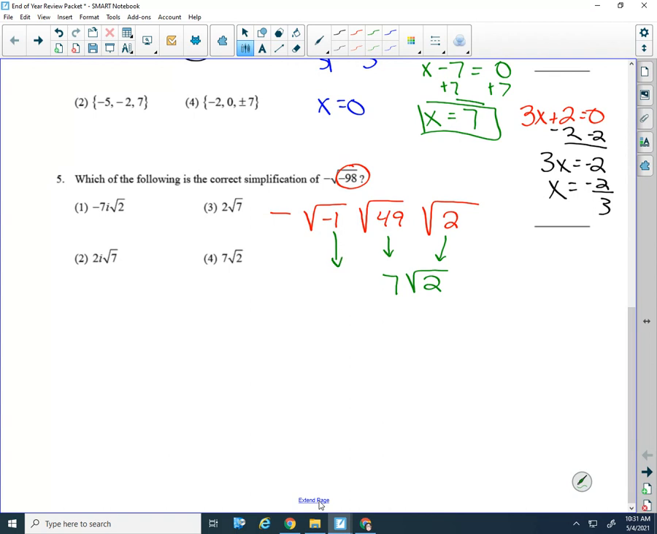Square root of negative 1 becomes i. And then I'm going to bring down this. So just to rewrite this in a more coherent way, I have negative 7i times radical 2, which is option number 1.